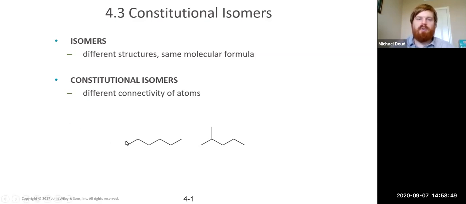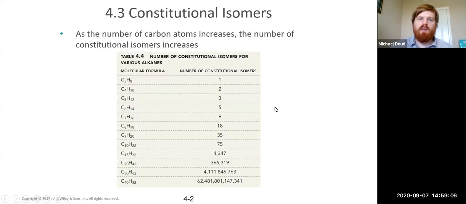So like here, for example, we have hexane versus 2-methylpentane. If we look at these, they both are C6H14, so they have the same molecular formula, yet, as you can see, they have different structures. And because they have different structures, we know that they're going to have different properties. This is something that's very important to be able to recognize.